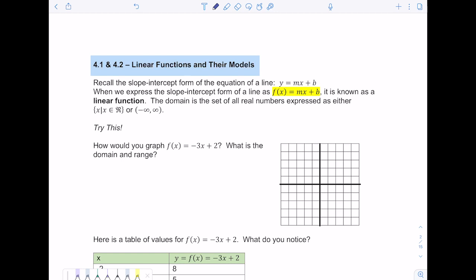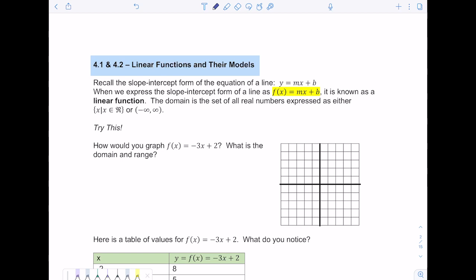So remember we talked about slope-intercept form of the equation of a line, which is y equals mx plus b. If we want to express that as a linear function, then we're just going to replace the y with f of x. So the equation would change to f of x equals mx plus b. And you know that for linear functions, the domain is the set of all real numbers. The first way it's expressed is set builder notation, and the second way is interval notation. It's important to know both ways.